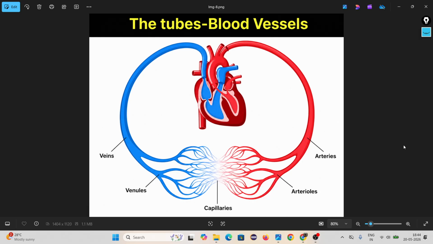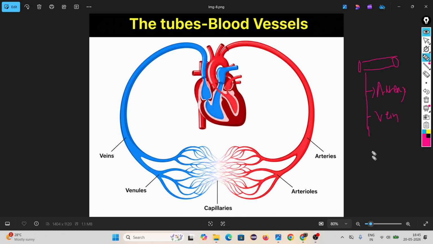Then look, we completed blood. Then come to blood vessels. Blood vessels are nothing but the pipes through which blood is transported. They are of three types: artery, vein, and capillaries.